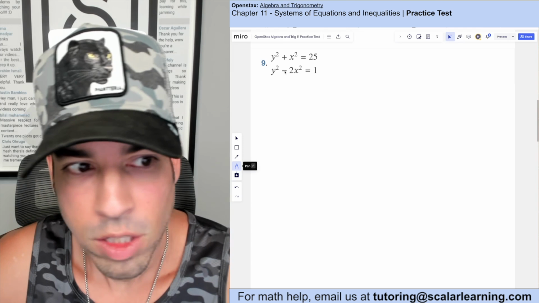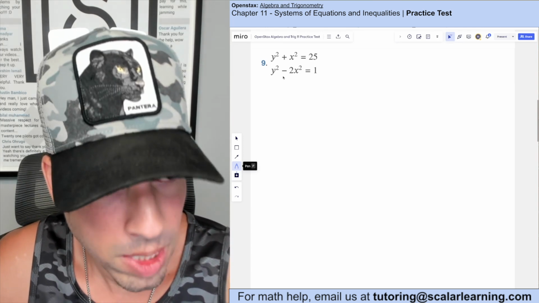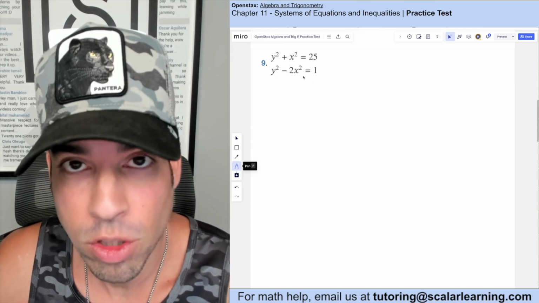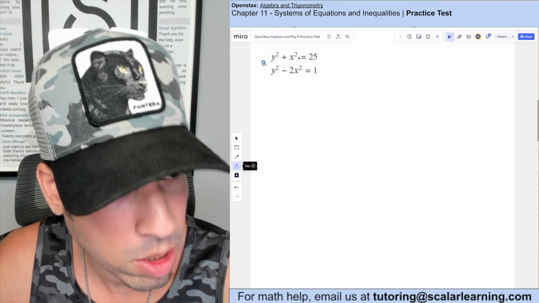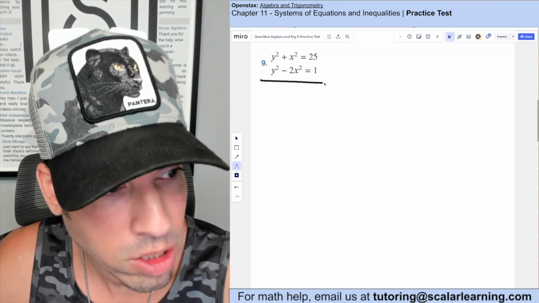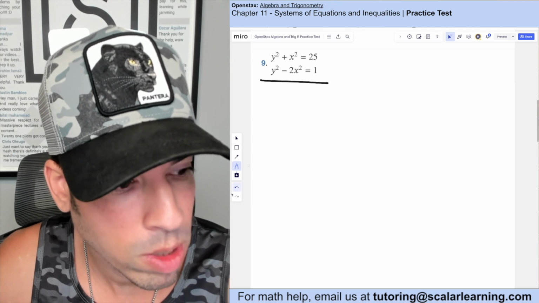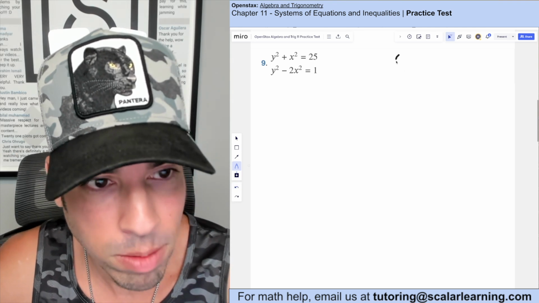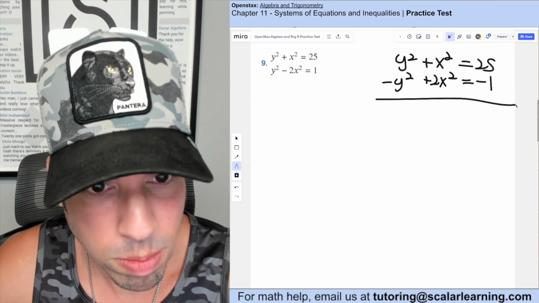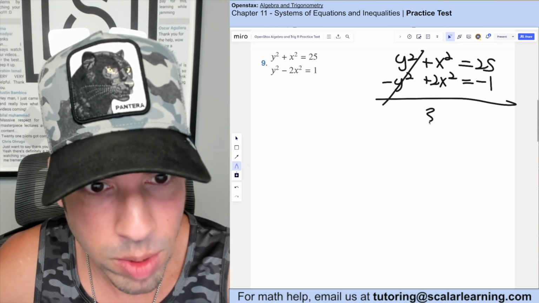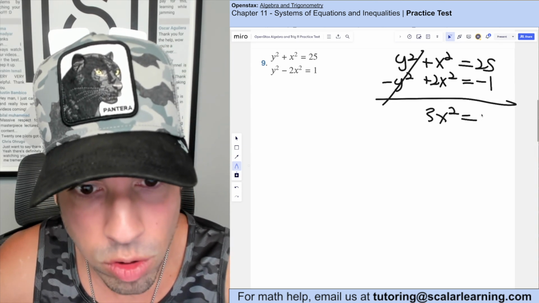Done. So for this one, I'm going to do a little bit of elimination, although a lot of times substitution is a great go-to for these nonlinears. But look how nice it's set up, right? I can just add these together. But you know what I'm going to do is negate the bottom equation, so everything's been multiplied by negative 1. Then these are going to cancel out. We get 3x squared equals 24.